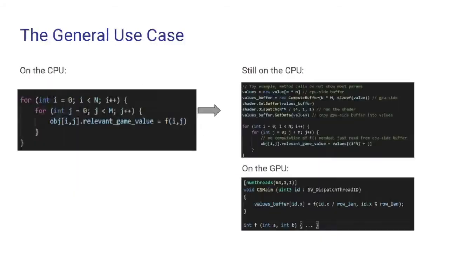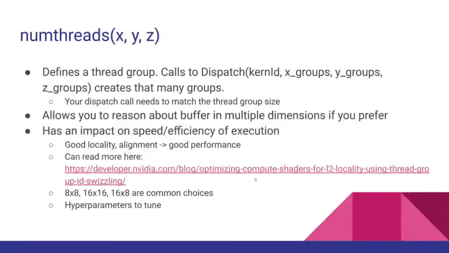So this numthreads attribute, this thing right here, defines something called a thread group, which I've referred to earlier. Every time you call the dispatch function, the shader.dispatch that I showed, you give it the kernel ID, the unique identifier for the shader in the file, because the shader file that you pass in Unity could have multiple kernels, and you tell it how many groups in the X dimension, Y dimension, and Z dimension you want.